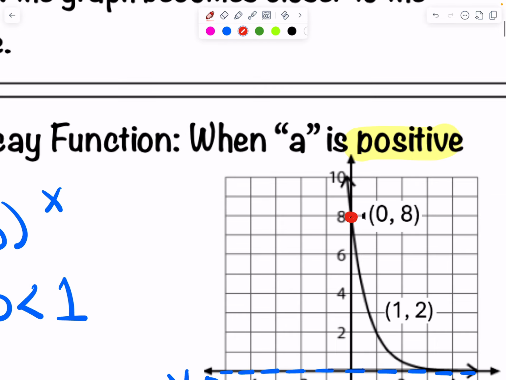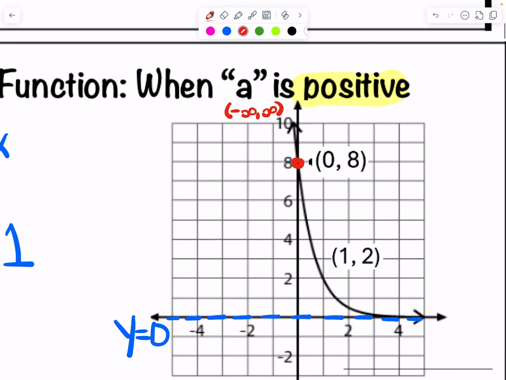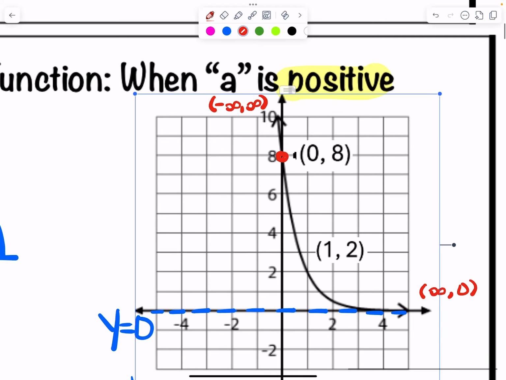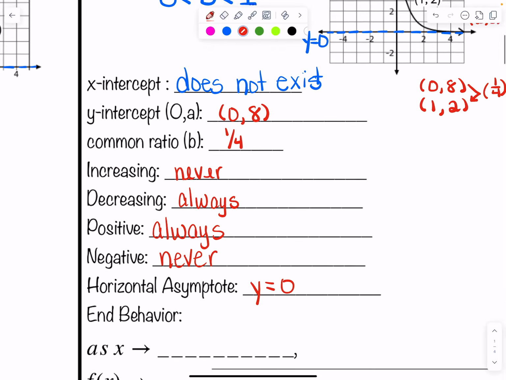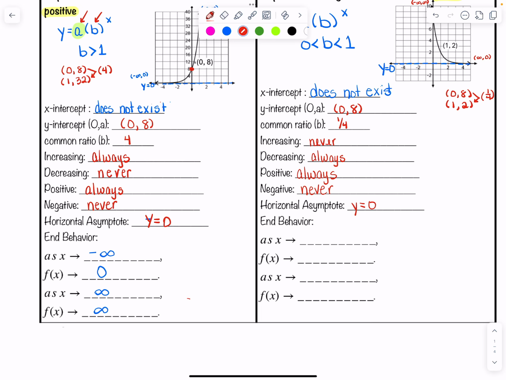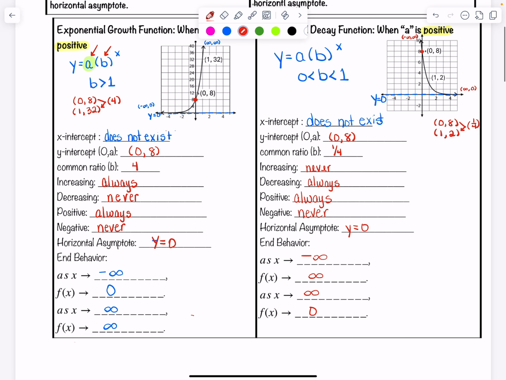This left side of the graph is going left towards negative infinity and going up to positive infinity. The right side of the graph is going right to positive infinity and getting as close to 0 as it can without touching it. Okay? So as x goes left to negative infinity, it goes up to positive infinity. As it goes right to positive infinity, it approaches 0. Okay, we've got 2 more to look at.